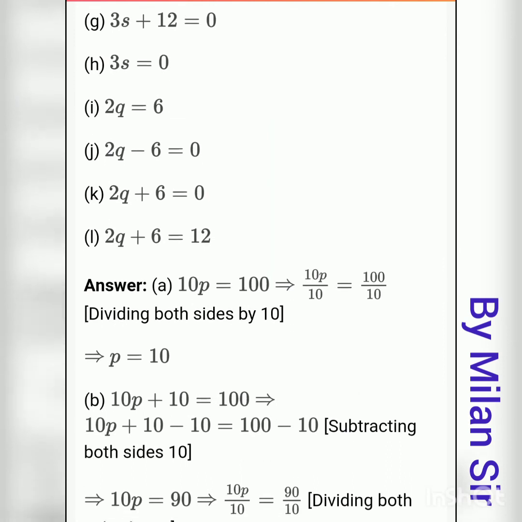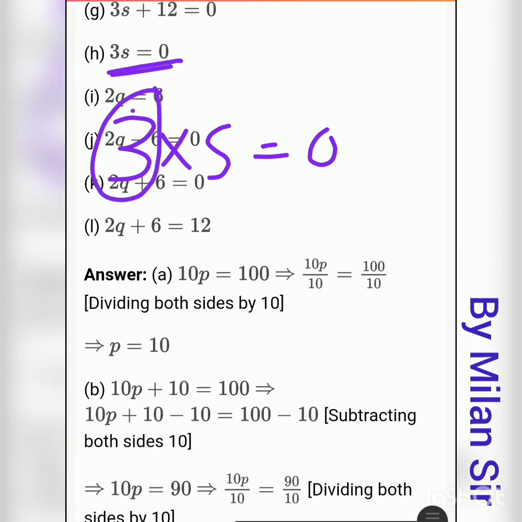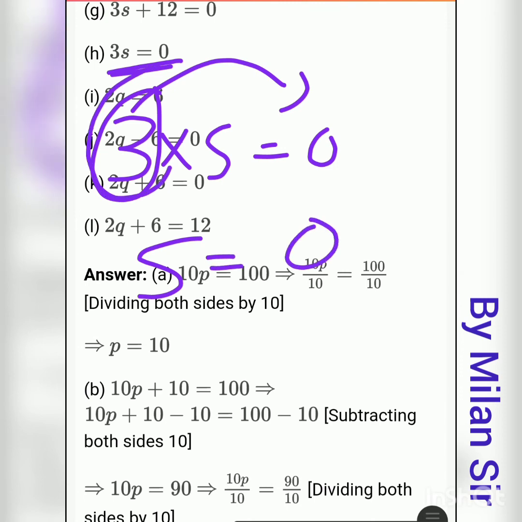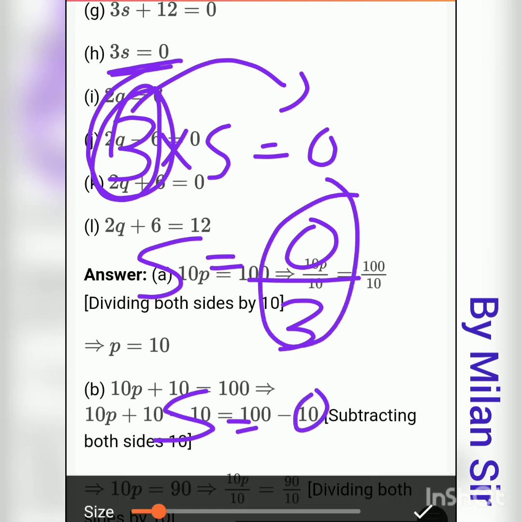Okay. Here 3s is equal to 0. That means 3 multiplied by s is equal to 0. Now this multiplication by 3 goes to the denominator. So s is equal to 0 by 3. Now 0 by 3 is 0 only. So s is equal to 0.